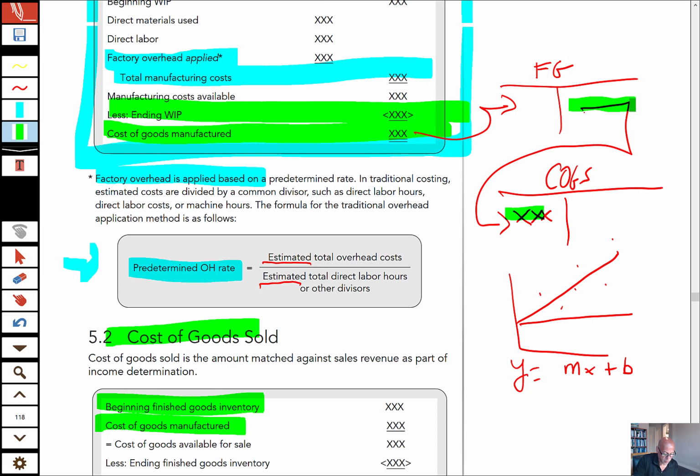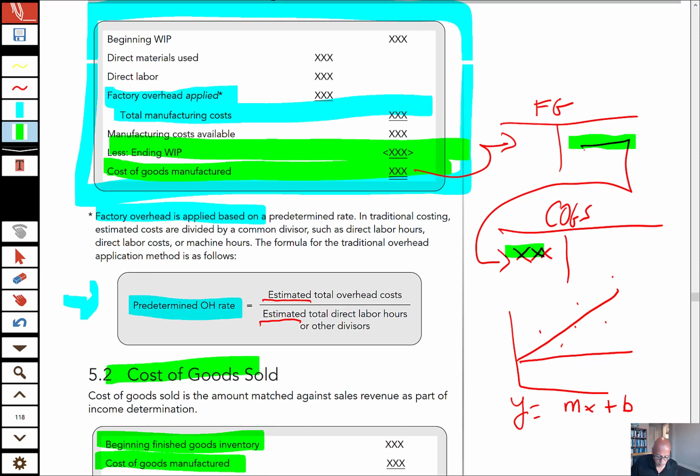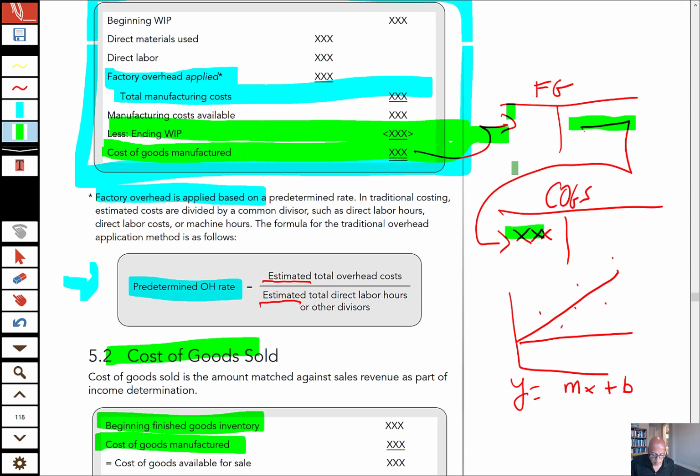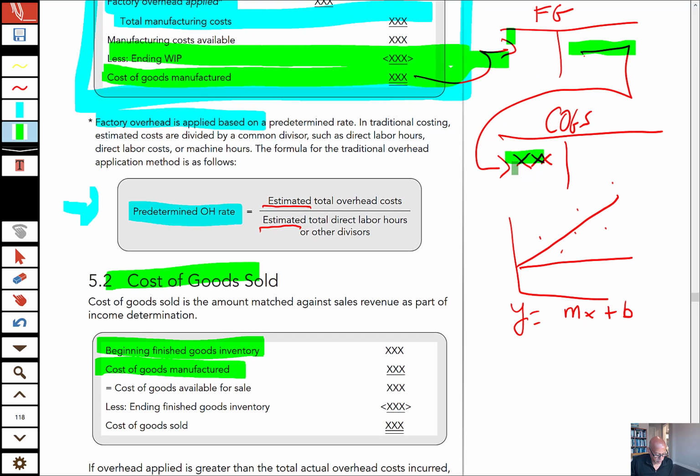So notice that for my cost of goods sold, it comes out of finished goods and into cost of goods sold. And notice here that my cost of goods manufactured is basically the bottom line they calculated here, right? Because they were trying to show you how to calculate on the exam, but it's what comes out of finished goods that goes into cost of goods sold, right?